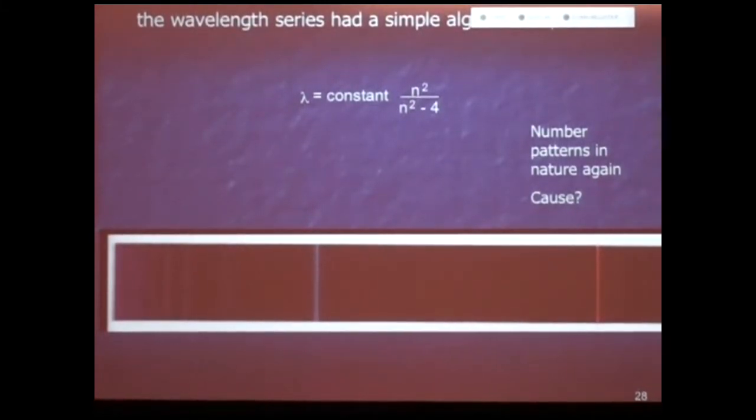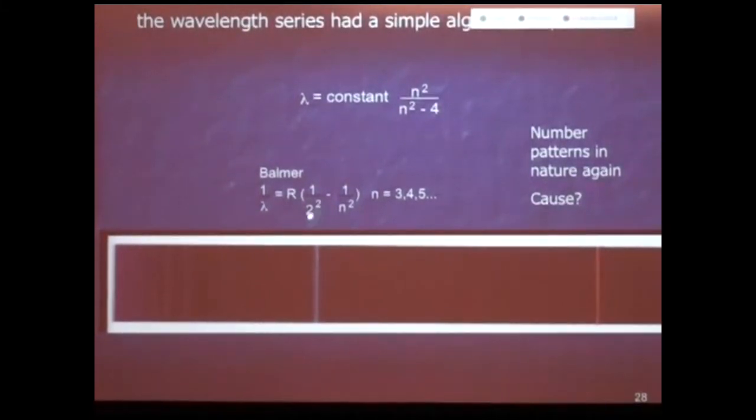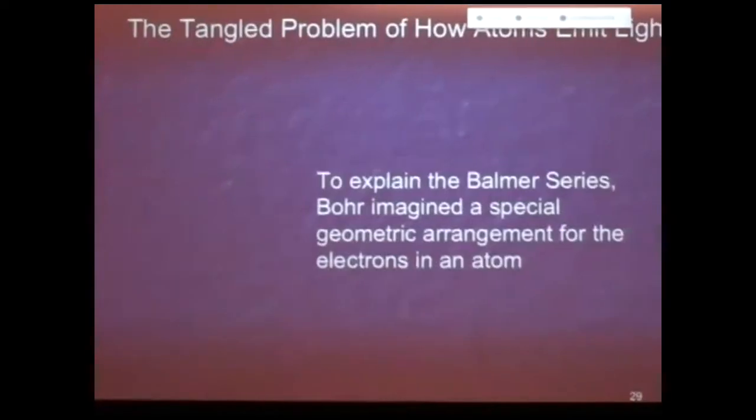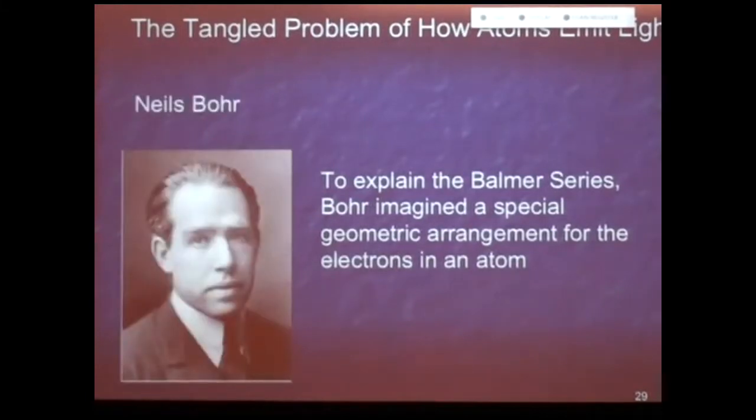And he became famous. Balmer is known to be the first person who penetrated the spectrum of the simplest element, hydrogen. And then he put it in a more general sense: 1 over the wavelength, he realized, has this 2 squared and this n squared, where n can be 3, 4, 5. And here we have this number pattern in nature, once again, guiding us to the structure of nature. So what is the structure? Why do we have this pattern?